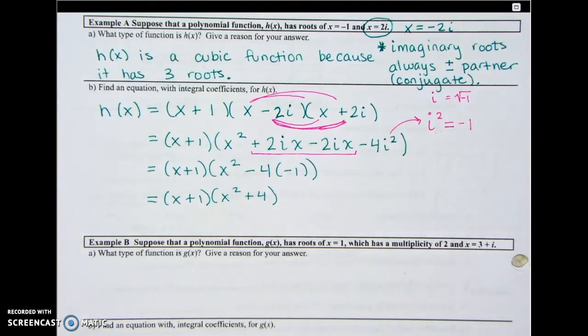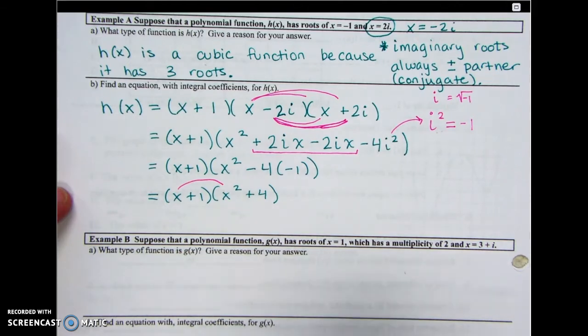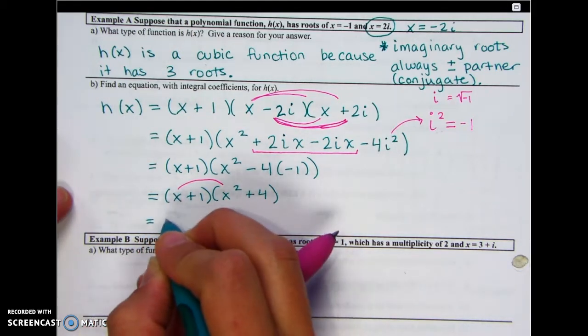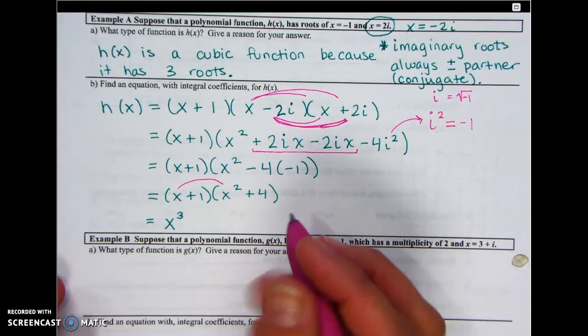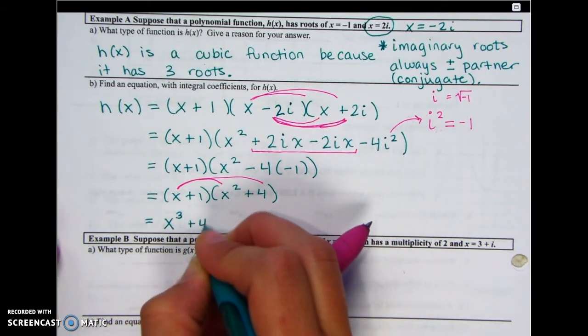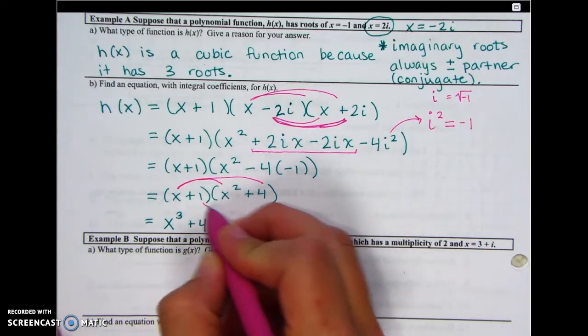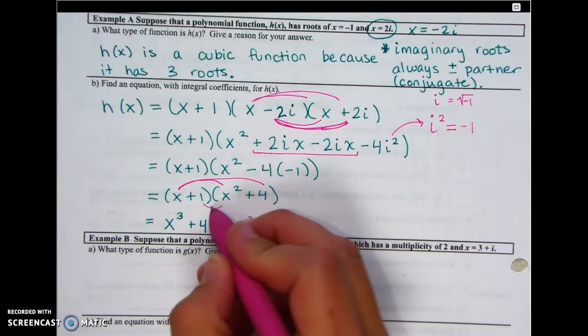All right. Can we multiply those two now? Yeah, so that's what we're going to do now. Now we're going to FOIL. We'll FOIL these two and we'll have our polynomial. So first, outer, inner, and last.